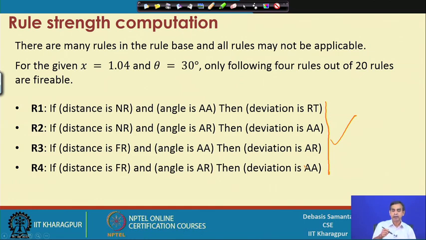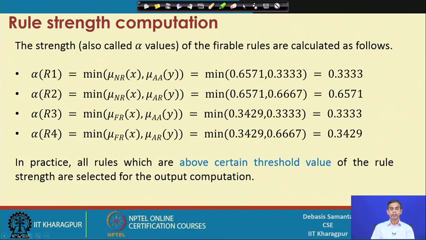In the Mamdani approach, the next step in the inference engine is to compute the rule strength of the selected rules. Now, how can the rule strength be computed? I would like to give an idea about it. It is a very simple approach to calculate the strength of each rule, denoted by alpha values. If R1, R2, R3 and R4 are the 4 rules, the alpha value can be calculated like this. It takes the minimum of the fuzzy membership values for the input.